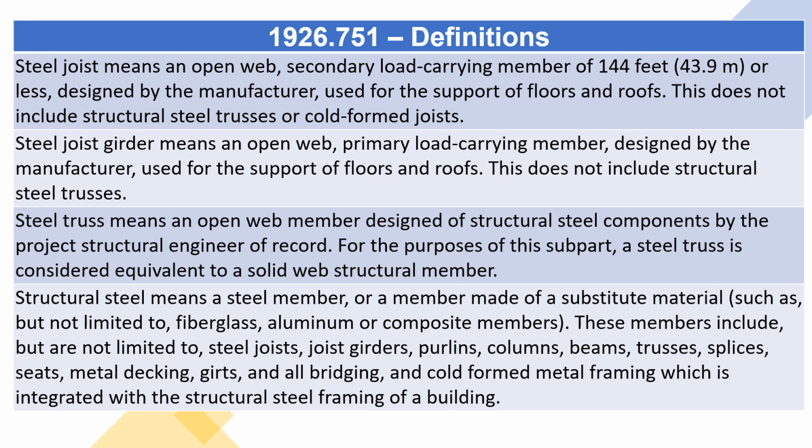Structural steel means a steel member or a member made of a substitute material, such as, but not limited to, fiberglass, aluminum or composite members. These members include, but are not limited to, steel joists, joist girders, purlins, columns, beams, trusses, splices, seats, metal decking, girts, and all bridging, and cold-formed metal framing which is integrated with the structural steel framing of a building.